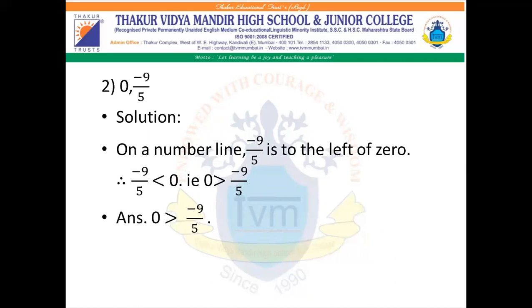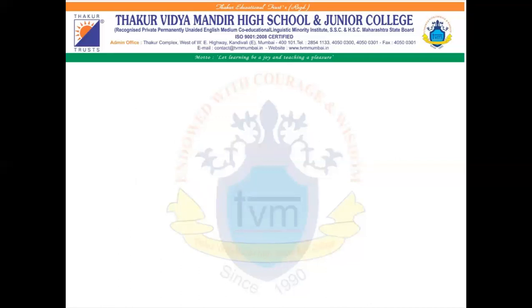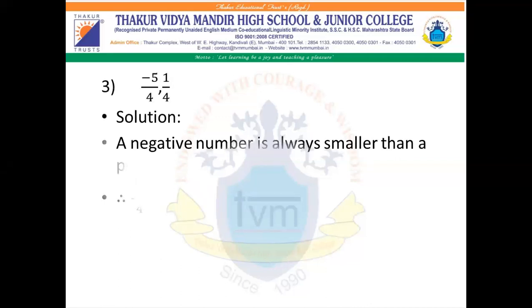Second question, 0 and -9 upon 5. On a number line, -9 upon 5 is to the left of 0. Therefore, -9 upon 5 is smaller than 0. That is, 0 is greater than -9 upon 5. Question number 3, -5 upon 4 and 1 upon 4. A negative number is always smaller than a positive number. Therefore, -5 upon 4 is smaller than 1 upon 4.